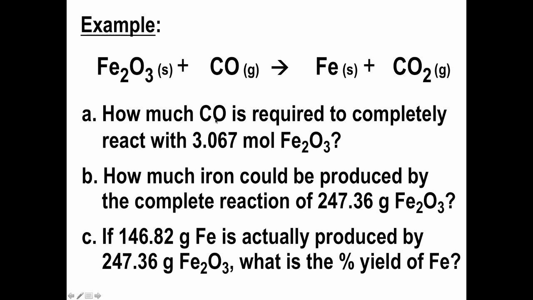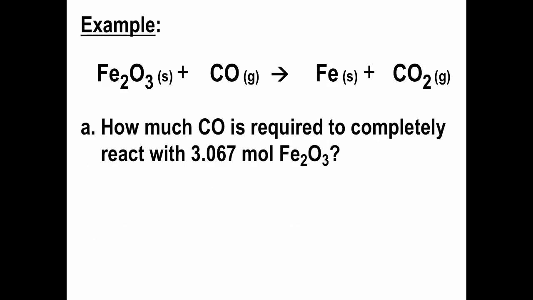And we have three parts to this question. How much carbon monoxide is needed to completely react with a given amount of iron oxide? How much iron could we produce by the complete reaction of a different amount of iron oxide? And then if we actually produce a specific amount of iron from that original iron oxide, what's our percent yield of iron? So let's deal with these one at a time, starting with how much CO is required to completely react with 3.067 moles of Fe2O3.